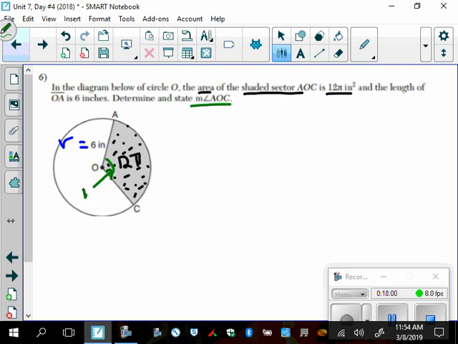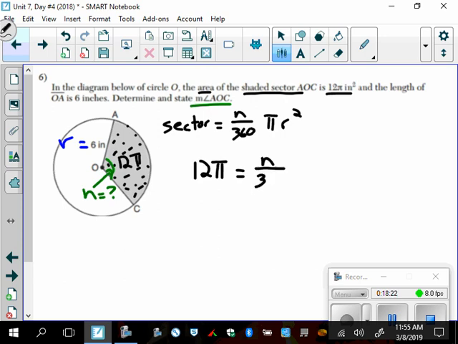Okay, so this is my N, which I don't know right now. So if I'm kind of following the pattern, I get N over 360 times pi r squared. Because it's area, I use pi r squared. This tells me the area of the sector. So now 12 pi is the area of the sector. I don't know the N over 360. And then I do know that my radius is 6.